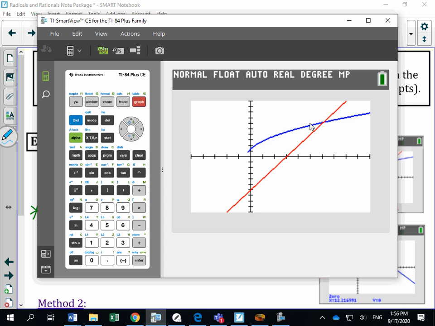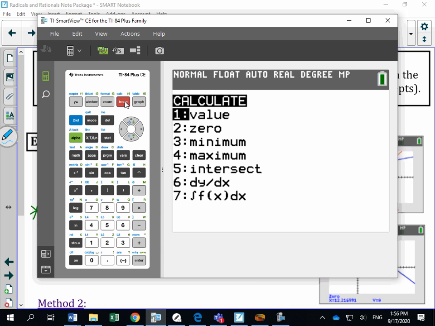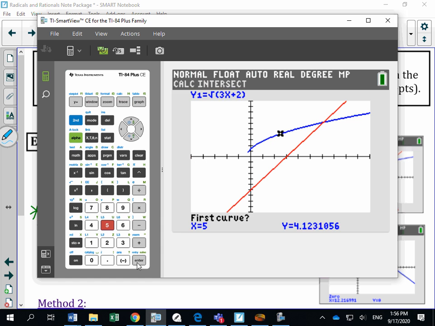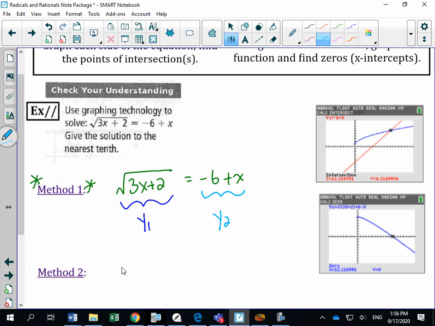The solution when you have two graphs is the intersection of those two graphs. So second function, calculate. Sorry, second function, calculate, number 5, intersect. You get close to your intersect and you simply hit enter 3 times. So enter, enter, enter. And what it says is that the solution to the nearest tenth is x is equal to 12.2. So let's write that down. x is equal to 12.2.